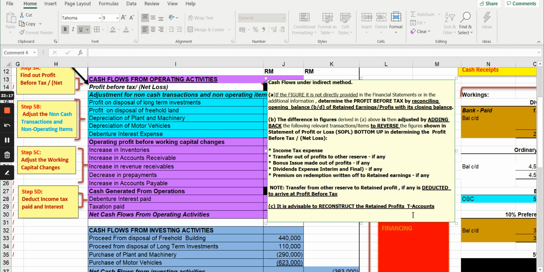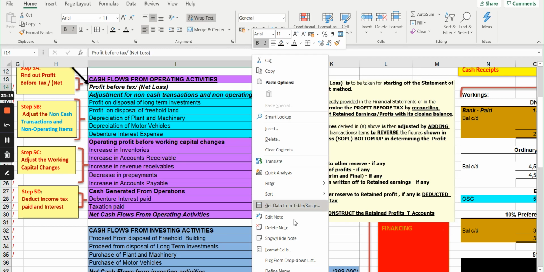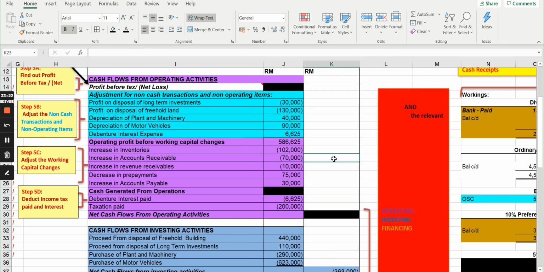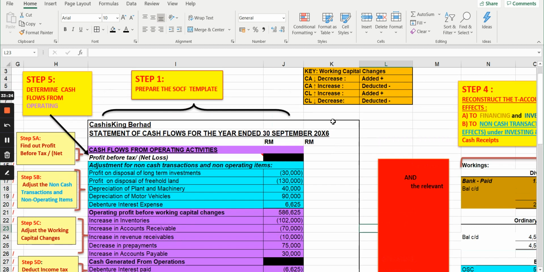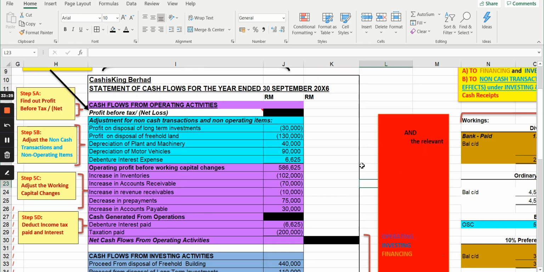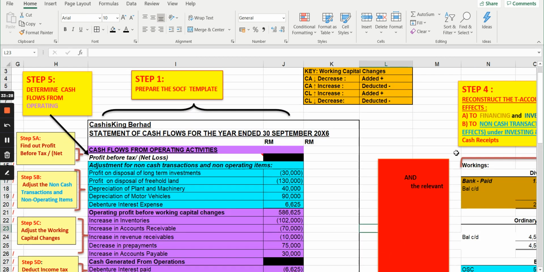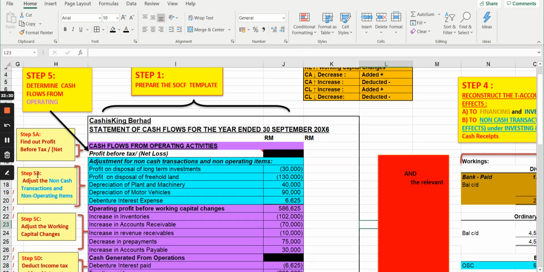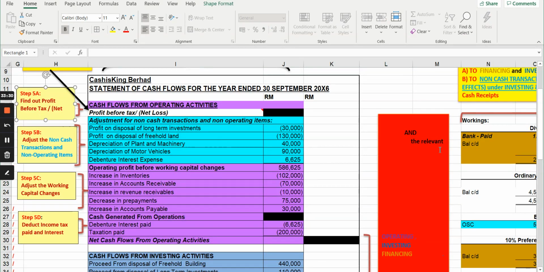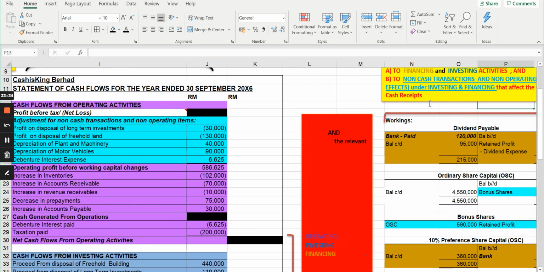Okay. Reconstruct the retained profit T account. So let's do that together, which is going to be our step. We're doing our step 5A actually, find out the profit before tax. We are almost done with the 6th step.